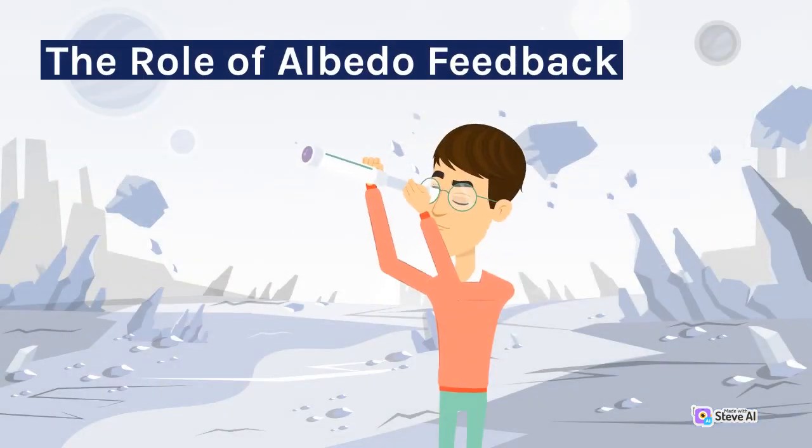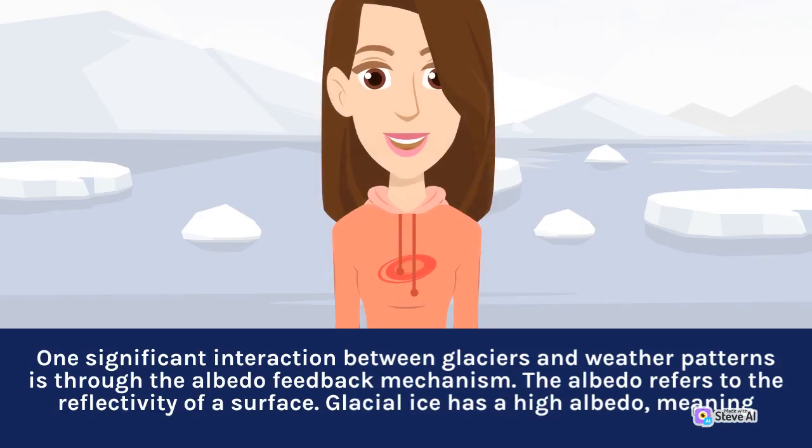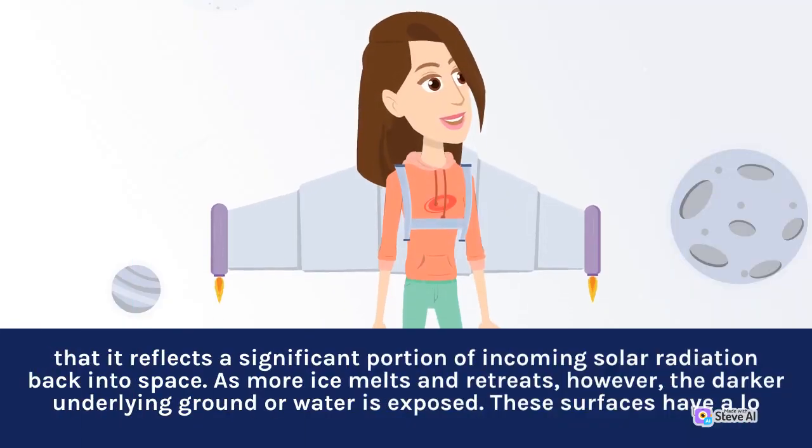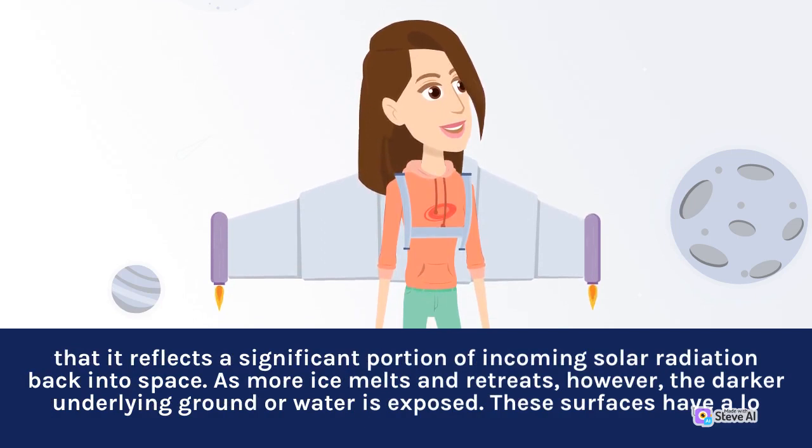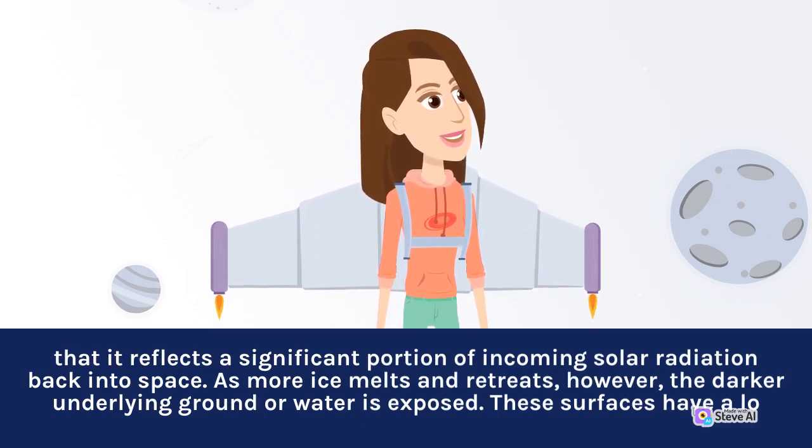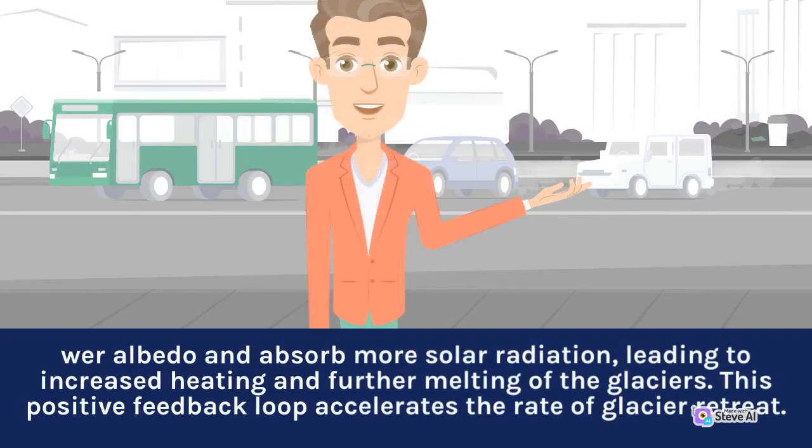The role of albedo feedback. One significant interaction between glaciers and weather patterns is through the albedo feedback mechanism. The albedo refers to the reflectivity of a surface. Glacial ice has a high albedo, meaning that it reflects a significant portion of incoming solar radiation back into space. As more ice melts and retreats, however, the darker underlying ground or water is exposed. These surfaces have a low albedo and absorb more solar radiation, leading to increased heating and further melting of the glaciers. This positive feedback loop accelerates the rate of glacier retreat.